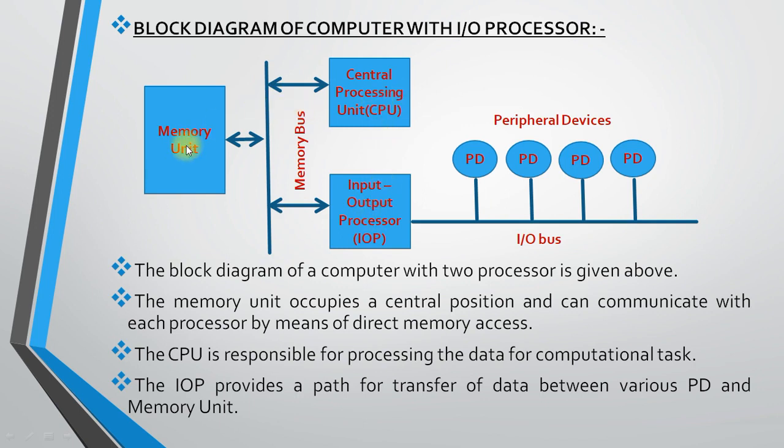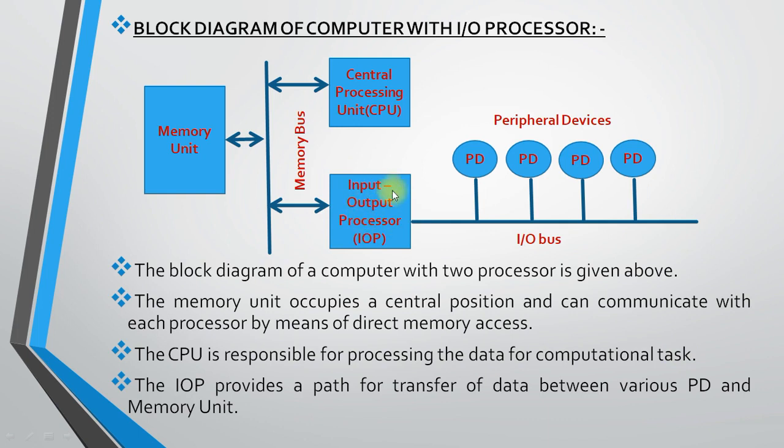The CPU is responsible for processing the data for computational tasks. That means if you want to perform any arithmetic calculations, you can use the central processing unit. So the CPU is responsible for processing the data which is related to the computational task.